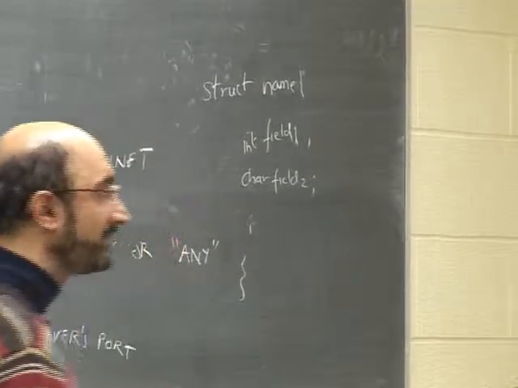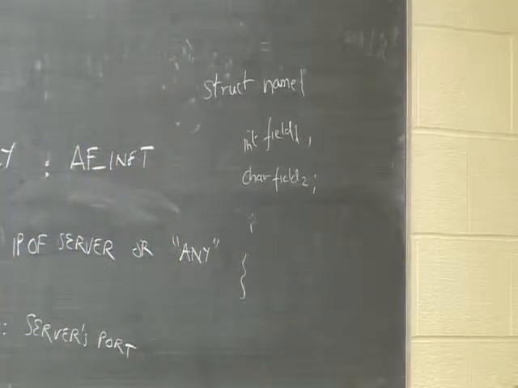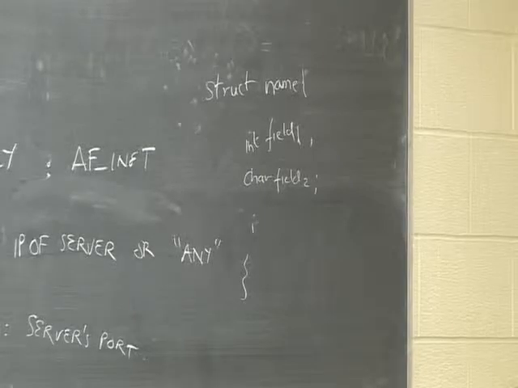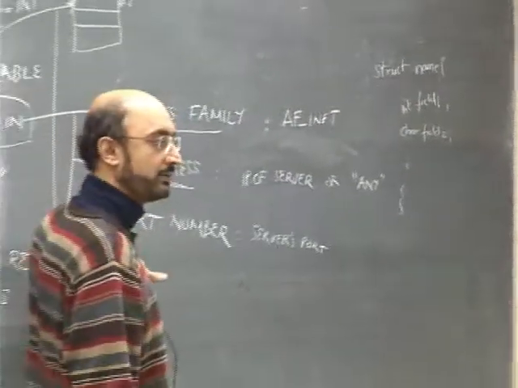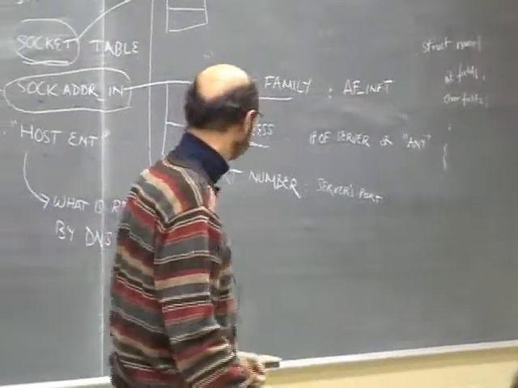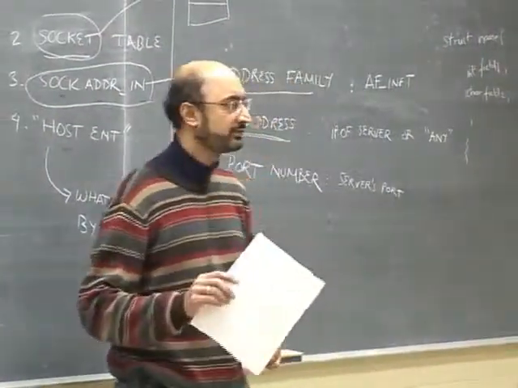So objects in Java came from structures in C. And we have these 3 fields in that structure: address family, IP address, and port number. All right. Any other questions so far?